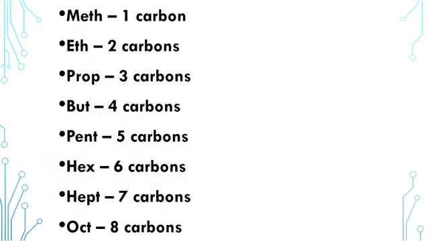Now before we get into the lesson, let's revise this. We have meth for 1 carbon, eth for 2 carbons, prop for 3 carbons, but for 4 carbons, pent for 5 carbons, hex for 6 carbons, hept for 7 carbons, and oct for 8 carbons.